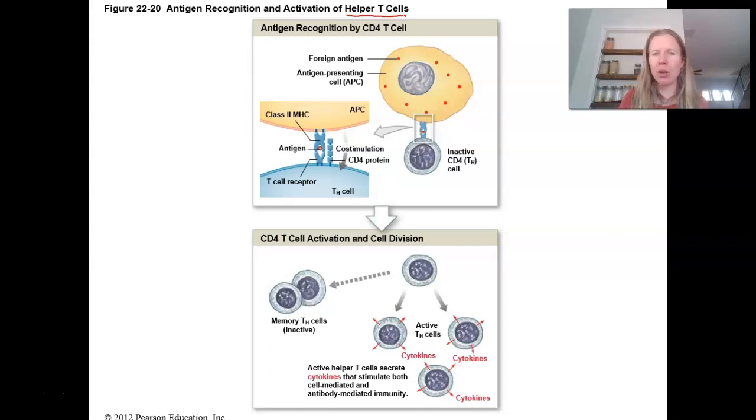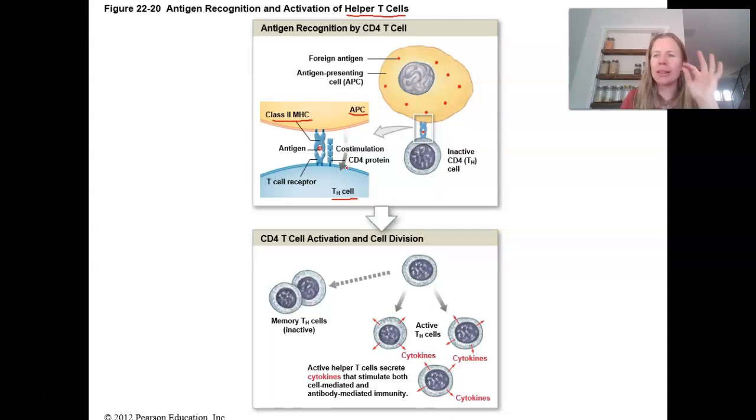Now, helper T cells, remember, are going to be looking at antigen-presenting cells, so our macrophages and our dendritic cells. So here, in the antigen-presenting cell, it uses a class 2 MHC to hold that foreign antigen on the surface. The helper T cell, same thing, we need to make sure we have the correct antigen receptor. And so it can take a while to have the correct antigen receptor bind here.